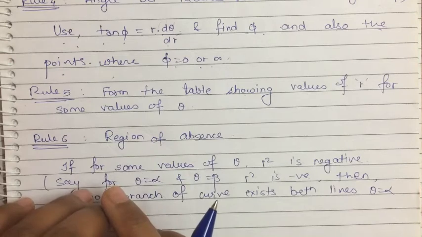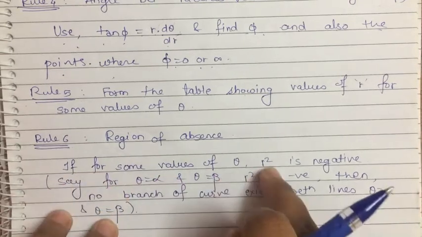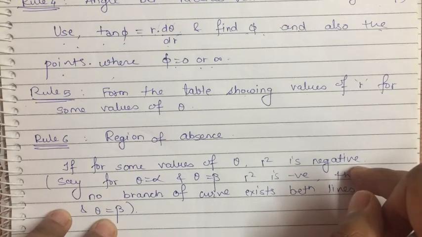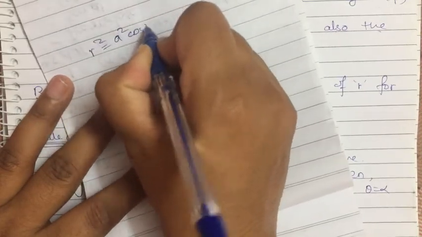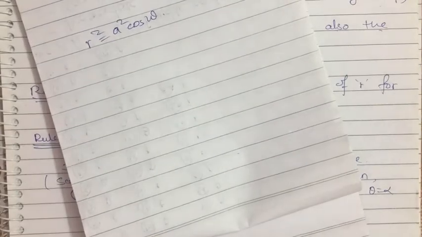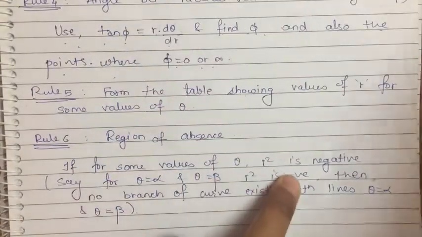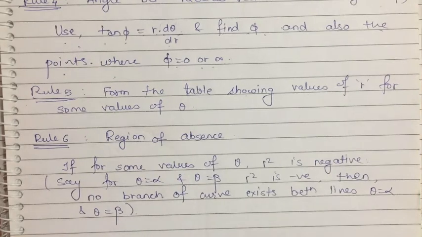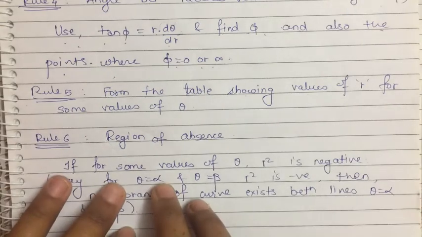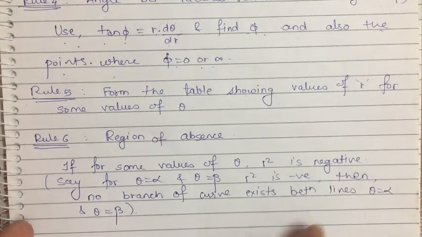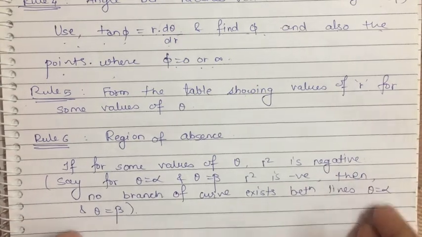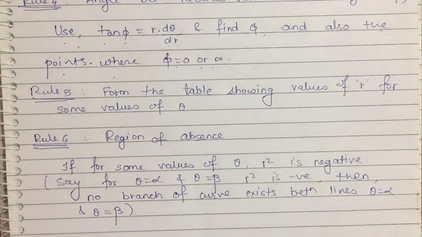So how will you find the region of absence? If for some values of theta r square becomes negative. For example, see in this example, r square equal to a square cos 2 theta. We will find the region of absence here. If for some values of theta r square becomes negative, say for theta equal to alpha and theta equal to beta, then no branch of the curve will exist between theta equal to alpha and theta equal to beta.